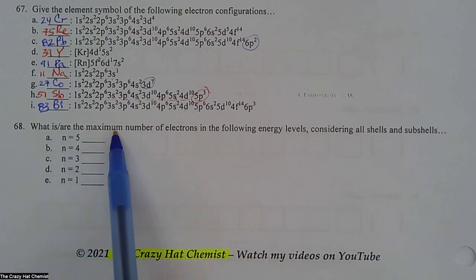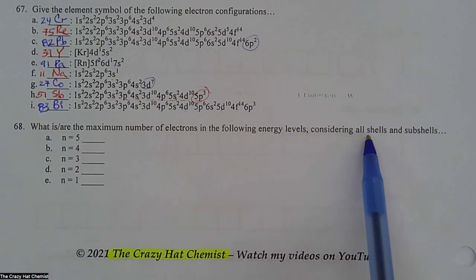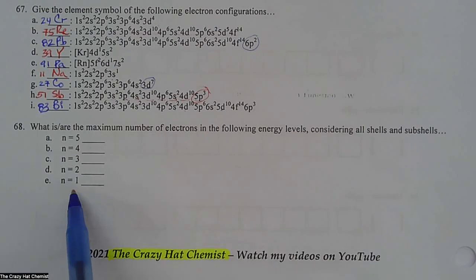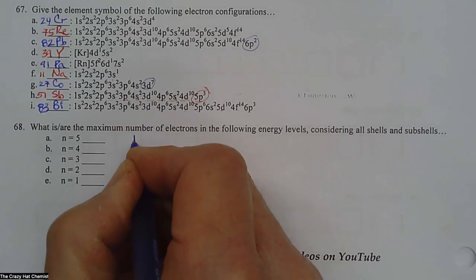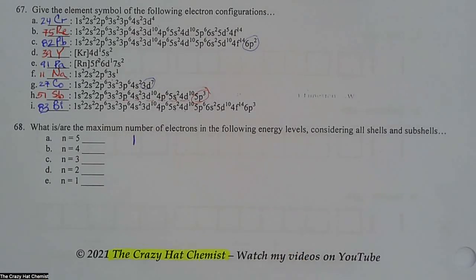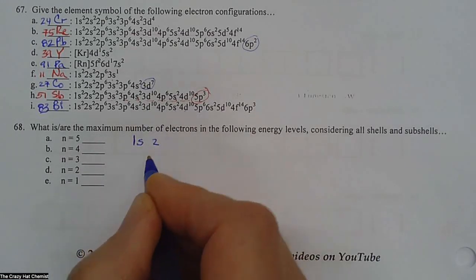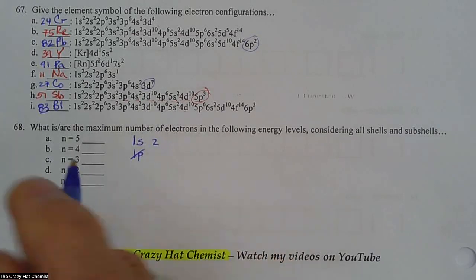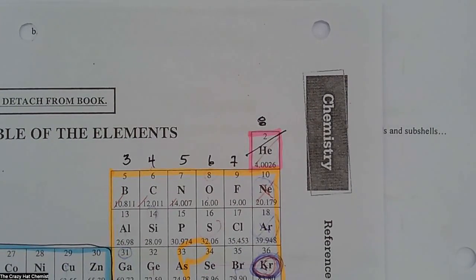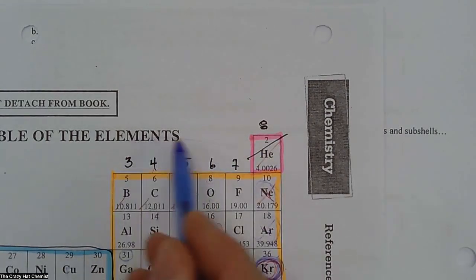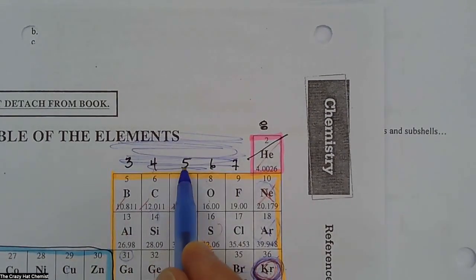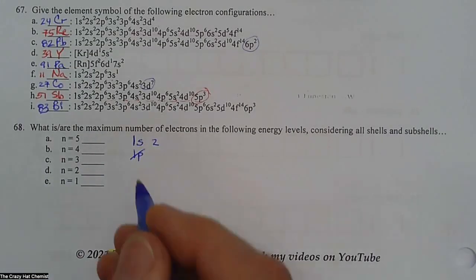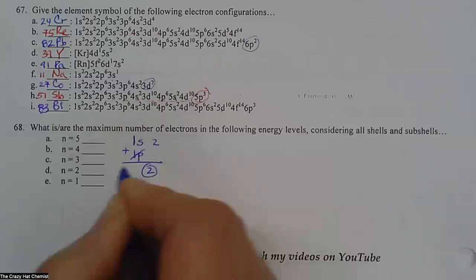The question asks: what is or are the maximum number of electrons in the following energy levels? Consider all shells and subshells. So n of 1. I'm going to do this two different ways, and hopefully you'll get the idea. How many ones are there? Is there a 1s orbital? Yes. How many electrons can you fit in s orbitals? 2. Is there a 1p? No, there is not. If you look at the periodic table, there's 1s, but there's no 1p. So I'm going to add these electrons up, and that's 2.